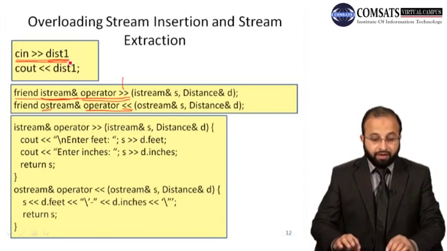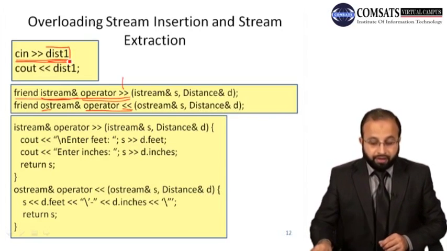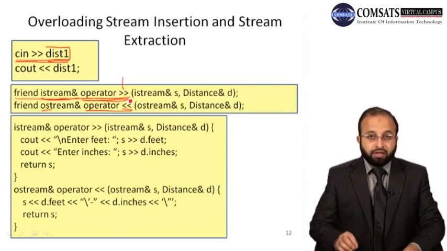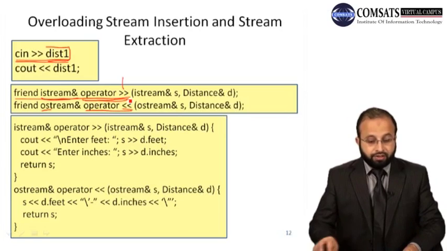So whatever value is input, that is input in this object dest1. We will see how. The first thing is that the operator equal sign, the operator greater than function and the operator less than function should be friend functions of the distance class.